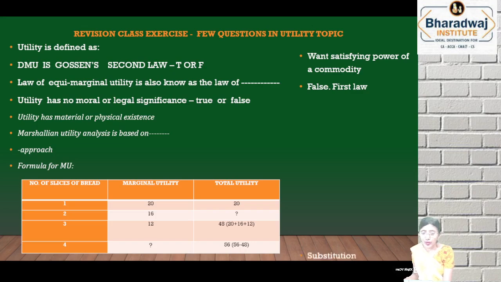It's popularly known as the law of substitution. So what is Gossen's first law? DMU. Gossen's second law is equimarginal utility. My dear students, remember the names of the experts. Stanley Jevons coined or conceived the term utility. DMU is considered as Gossen's first law. But who actually made this law scientific and systematic is Alfred Marshall.